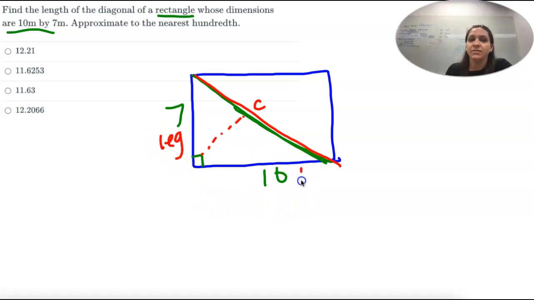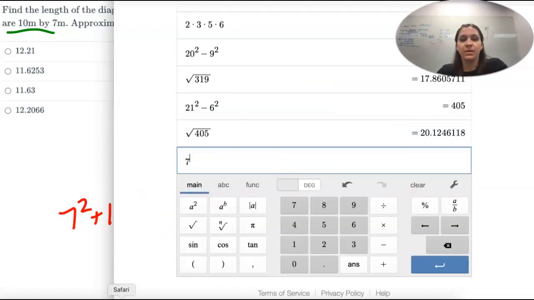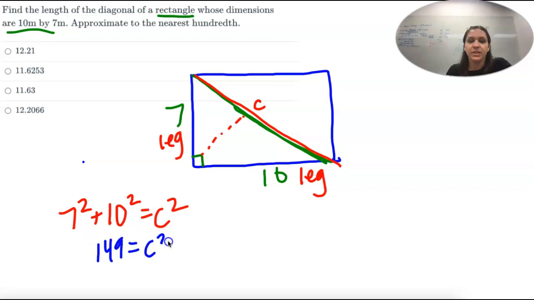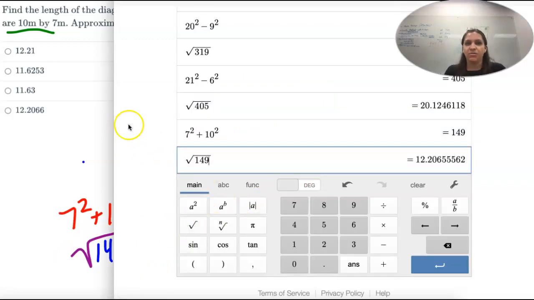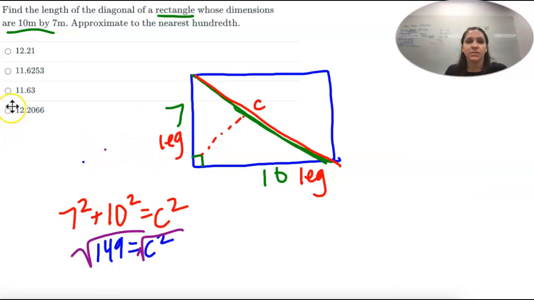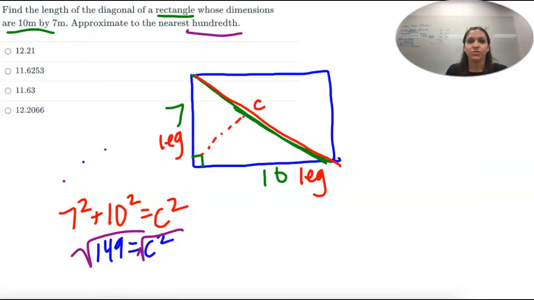So I know the legs. 7 squared plus 10 squared equals c squared, and now we don't even have to solve because c is already by itself. So 7 squared plus 10 squared is 149. And then to get rid of the square, we take the square root. The square root of 149 is 12.206. Oh, round to the nearest hundredth. 12.21. That's tricky. That's rounded to the nearest hundredth. Okay.